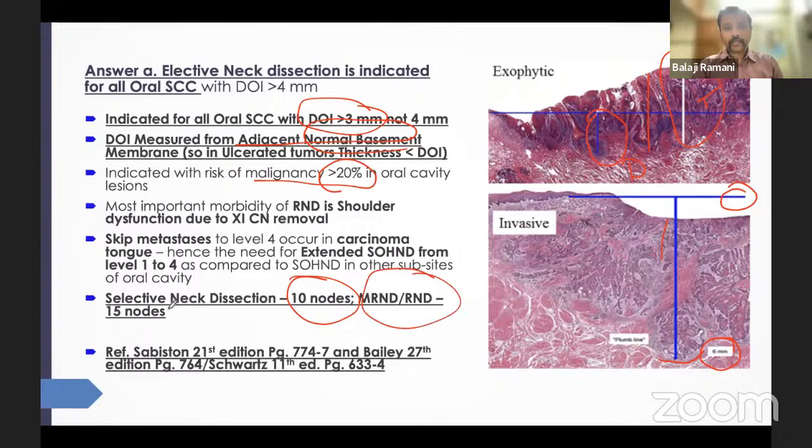And when you do an MRND or an RND, at least 15 nodes have to be sampled. Do you get that? So 15 nodes as far as an MRND or a radical neck dissection is concerned, and for a selective neck dissection, you have to sample at least 10 nodes.